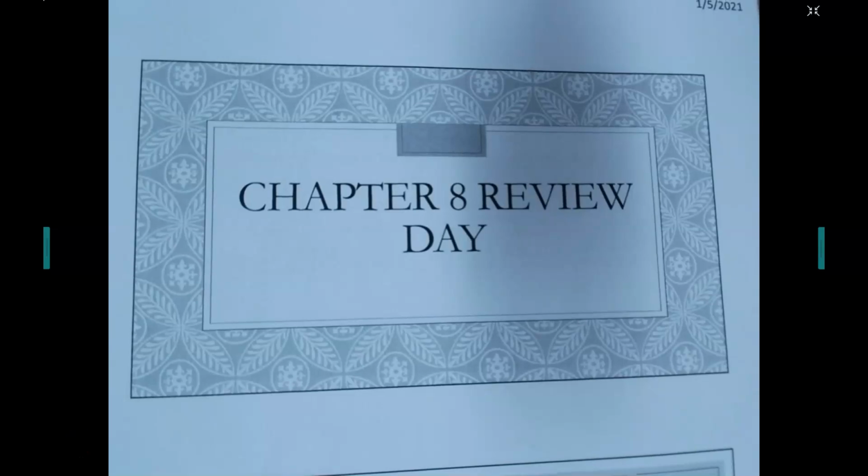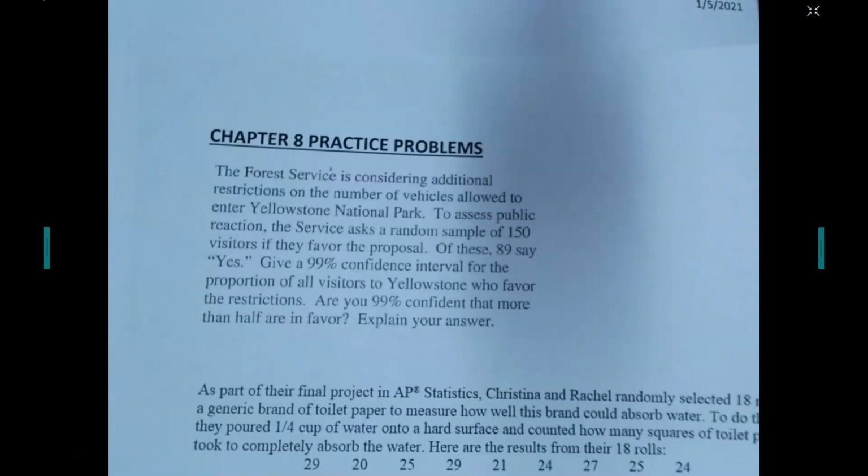Okay, so today we're going to review all of our Chapter 8 concepts. And before we get to that, I want to do just a real quick overview of what we learned with means on the last video. And I want to do that with some multiple choice problems. So after we finish the multiple choice problems, then we'll get into actually reviewing both proportions and means and doing confidence intervals with each.